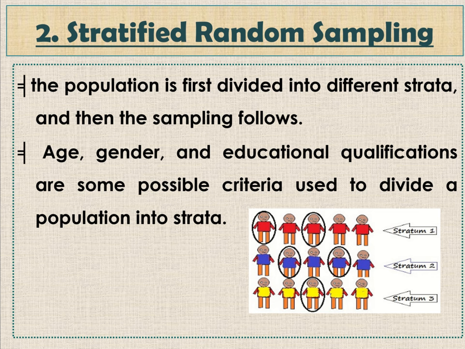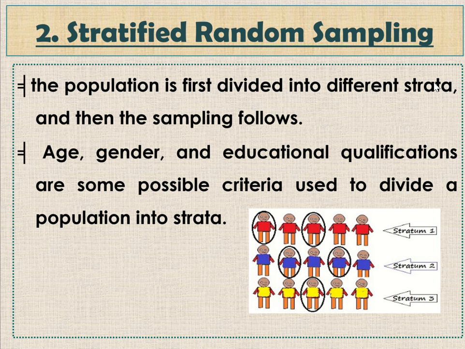Next, we have the next type of probability sampling, which is stratified random sampling. So in this method, the population is first divided into different strata. Pag sinabing strata, these are subgroups or areas or sections. So strata again are subgroups, areas or sections.